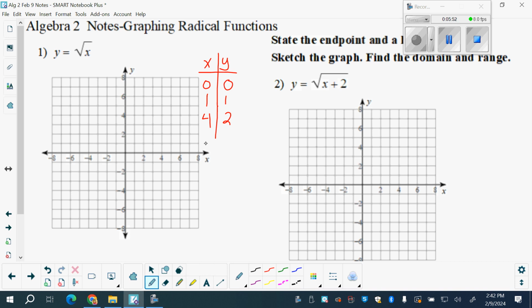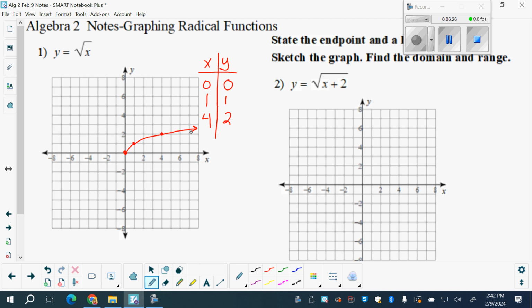Okay, so let's go ahead and graph. 0, 0, 1, 1, 4, 2. We are going to connect. So when we connect this, this is going to make a curve that looks like this. It is not a line. Okay, it would be in a completely different form if it was a line. That square root makes it look different. So this arrow here keeps going up and up, but slowly.